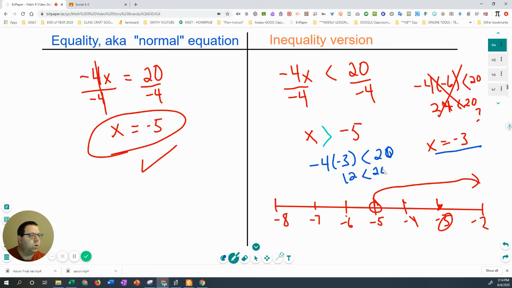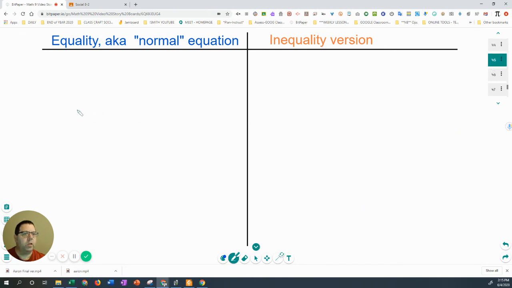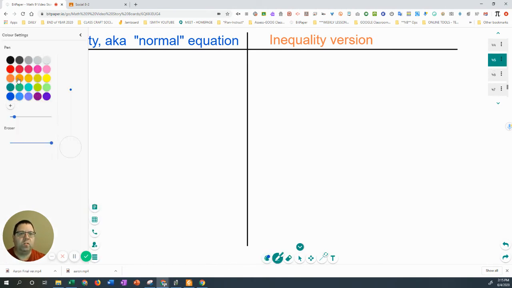12 is less than 20. It works. So even though you seem a little skeptical of it, you're like, wait, we do flip the sign when we multiply or divide by a negative number? The answer is yes. Trust me, when you plot this out, and you guess and test, you substitute in and test, this will work. Okay, let's do maybe 2 more and then we'll call it quits for this video.